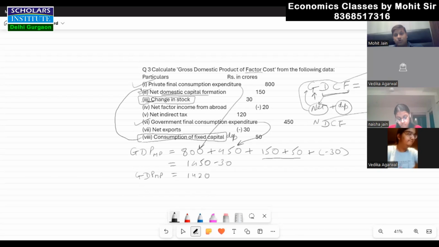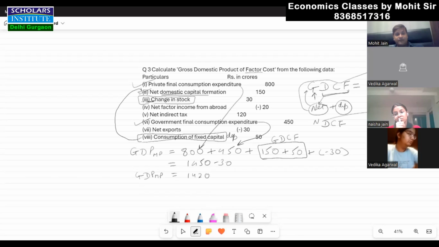If you add this, so we added these two. This is your gross domestic capital formation. Because 150 was net, you added 50, which is depreciation to it. So net converted into gross. And minus net exports. Minus 30 is net export. So you get GDP MP. But you need now what?